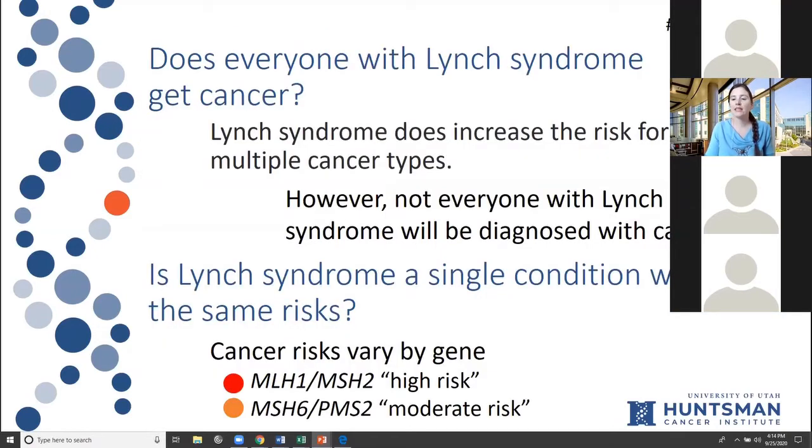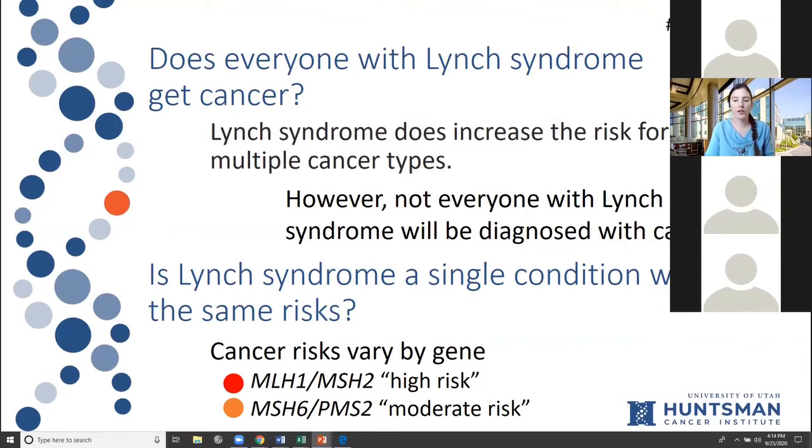So what does it mean to have Lynch syndrome? It means that you have an increased risk to develop multiple types of cancer. Importantly though, not everyone will develop cancer if they have Lynch syndrome. In some families, we see a lot of cancer happening, in others we don't. Currently, we're not able to predict who will develop cancer and who won't if they have Lynch syndrome, but researchers at Huntsman and elsewhere are working on this.